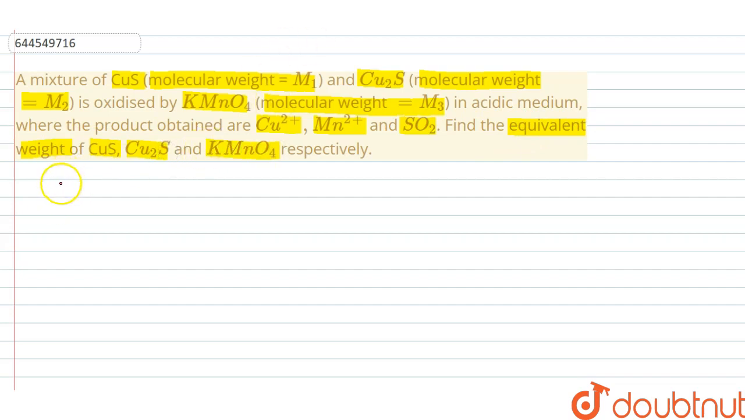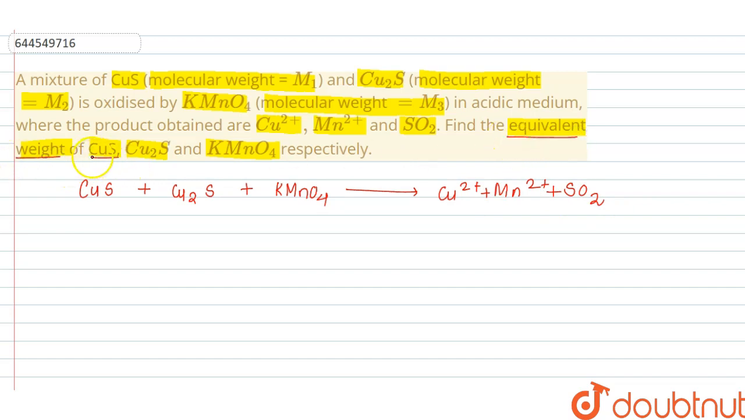So in the question we are given that we have a mixture of CuS and Cu2S. Now this mixture is oxidized using KMnO4 and the products obtained are Cu2+, Mn2+ and SO2. And we have to find out the equivalent weight of CuS, Cu2S and KMnO4.